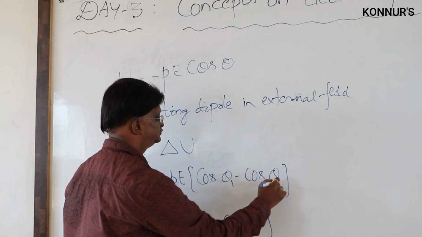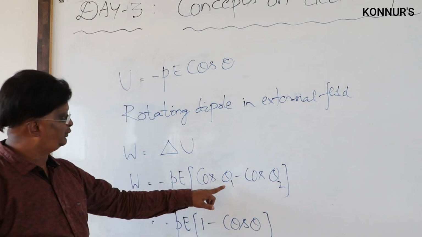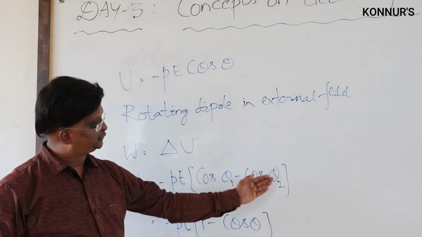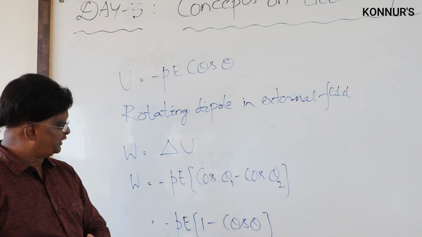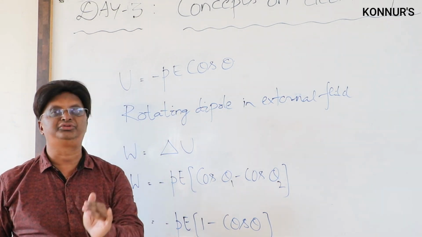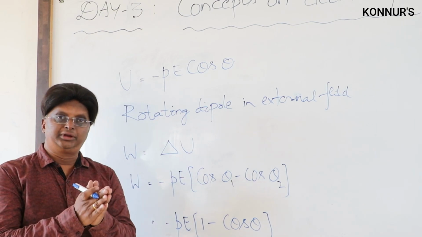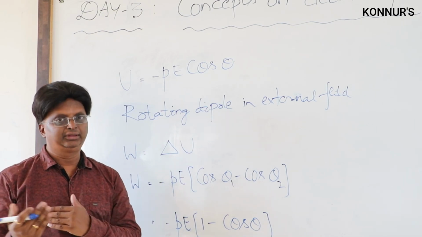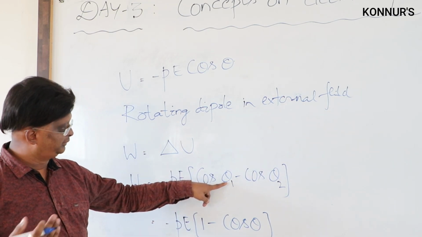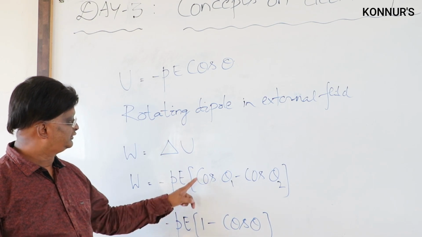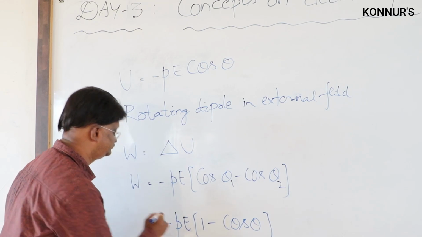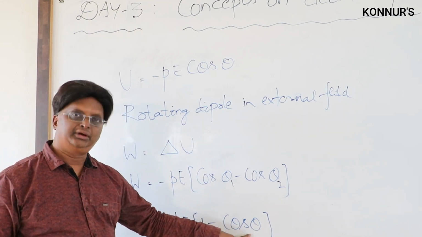Right? You can see this. This is cos theta 1 minus cos theta 2, theta 1 position to theta 2 position. Now, most of the times you are given that the dipole is turned from its equilibrium position to 30 degrees, 60 degrees in such examples, that is theta 1 becomes 0, equilibrium position, then cos theta 1 becomes cos 0, which is 1. So minus PE times 1 minus cos theta, right?